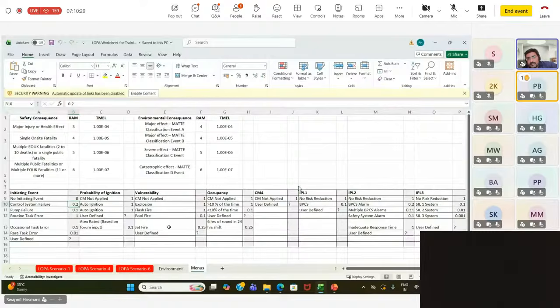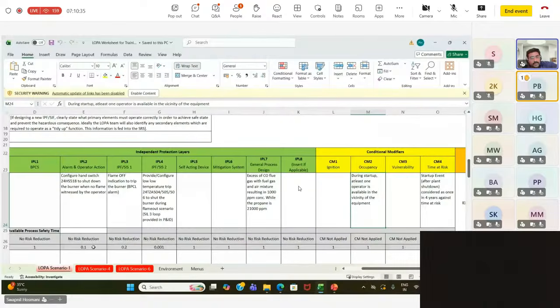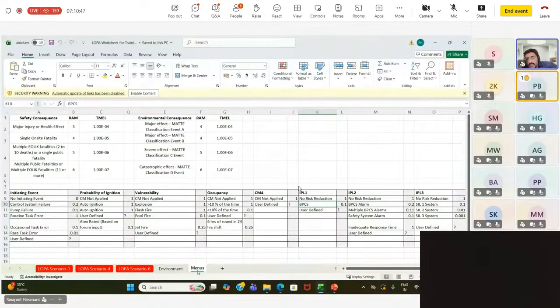So we have considered the BPCS, or basic process control system, through the operator as 0.1, and that is how we are getting 0.1 here. Okay. Similarly, for the second case, it is an automated function. It is automated through the BPCS loop. That is why we are saying it is a BPCS alarm also. And if you see here, there's a BPCS alarm which says 0.2. So this 0.2 is coming from here.